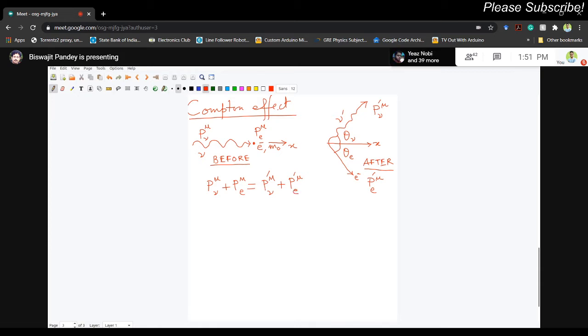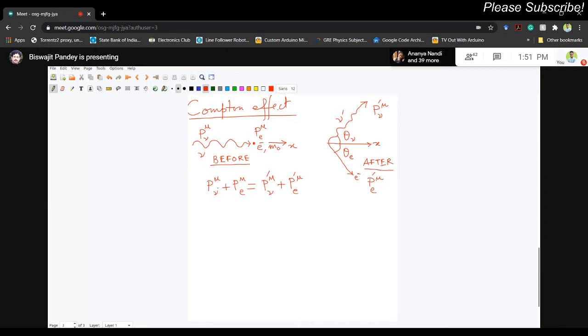Now, I told you that the norm of the 4 vector remains invariant. So you may wonder that I simply have to take a scalar product of the left hand side with itself and the right hand side with itself. But wait, if you blindly do this, sometimes you may land into problems. So you should actually look at the quantities on both sides.